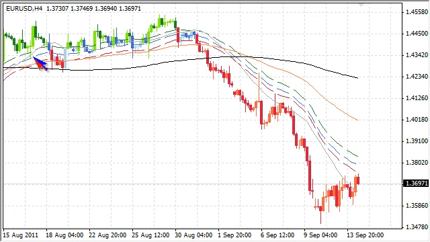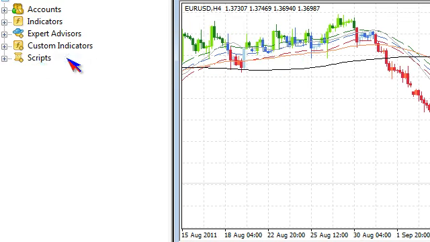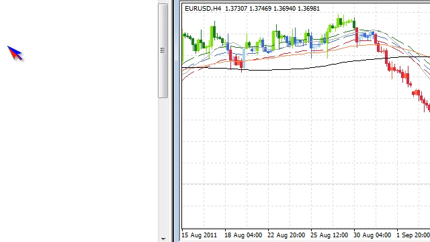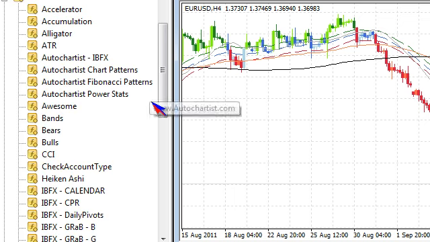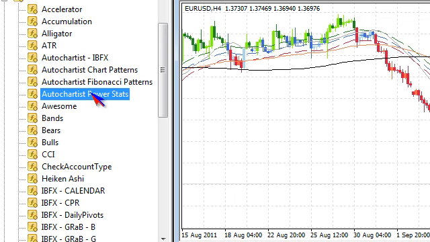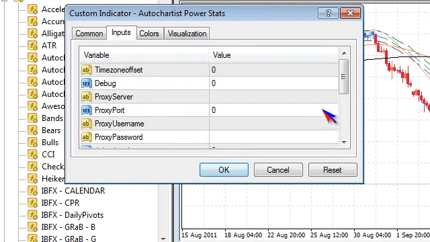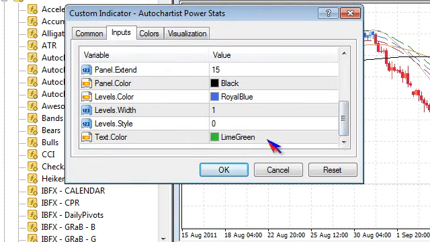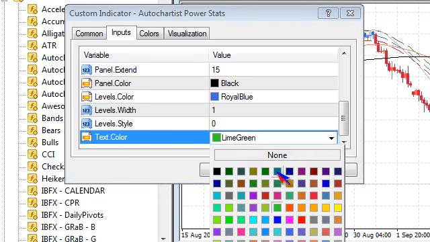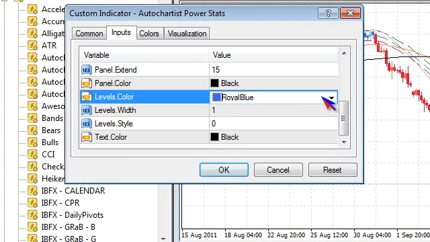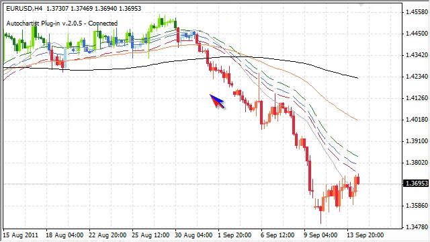So let me go ahead and put this tool up here. I'm going to go ahead and go into the navigator. And it's called PowerStats. And again, this is a tool that's free to typically customers of brokers, again, that have auto chartists offered to their customers or clients. This version of MT4 is the Interbank FX version.